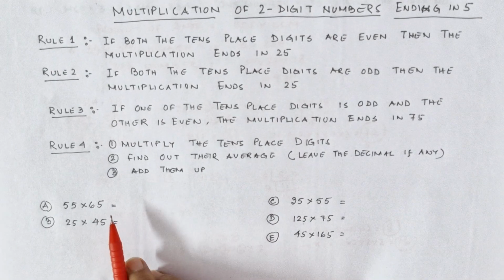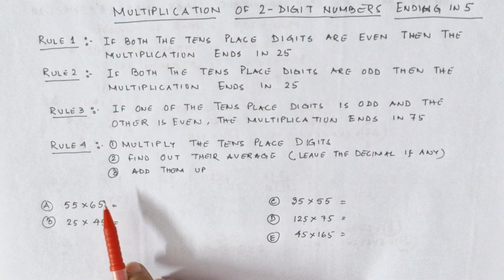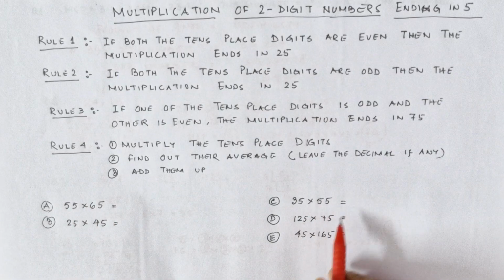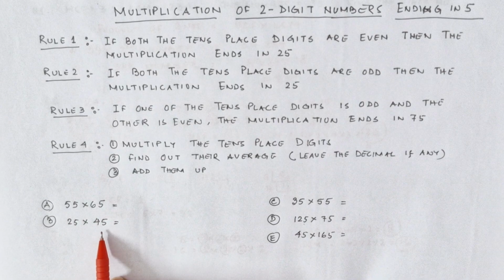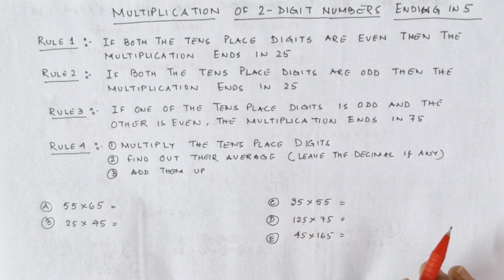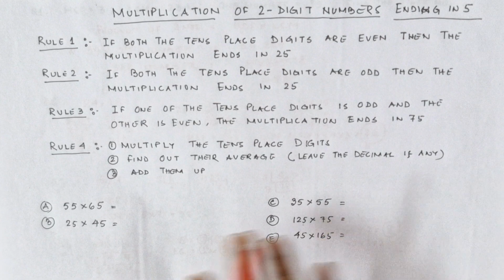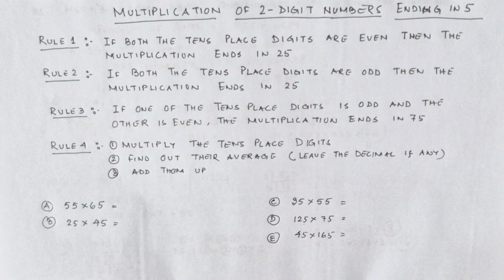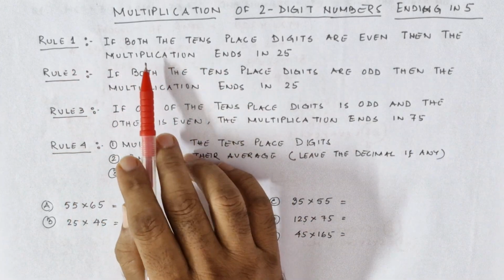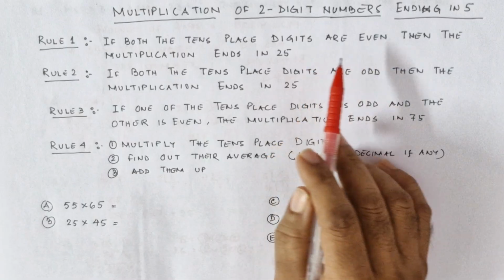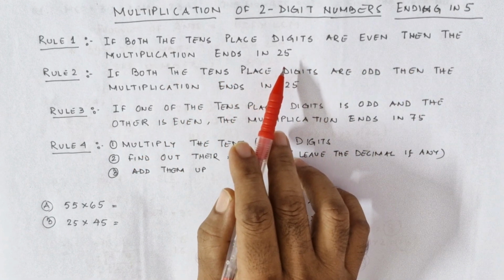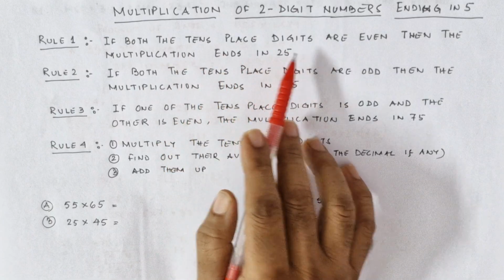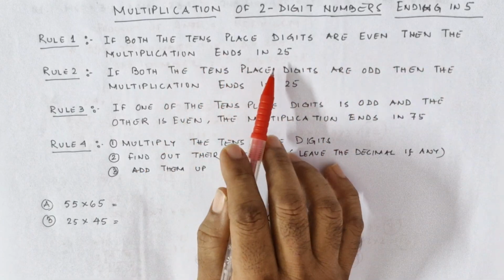First of all, you noticed that I have taken a few multiplication cases here on your screen. Each and every number ends in 5, right? 55 and 65, 25 and 45, 35, 55 and so on. But let us study the rule and we'll do these one by one. In rule number 1, if both the tens place digits are even, then the multiplication ends in 25.